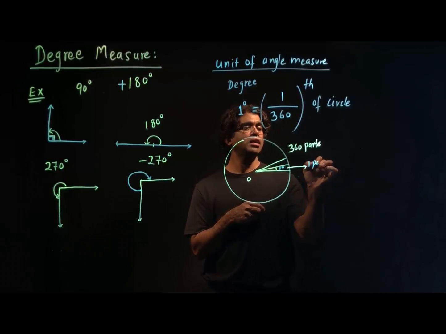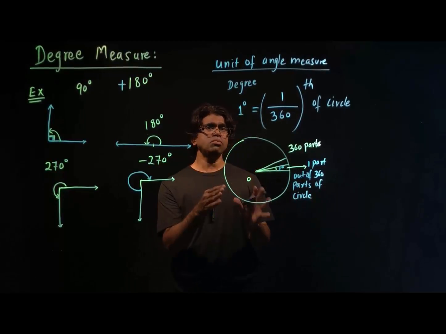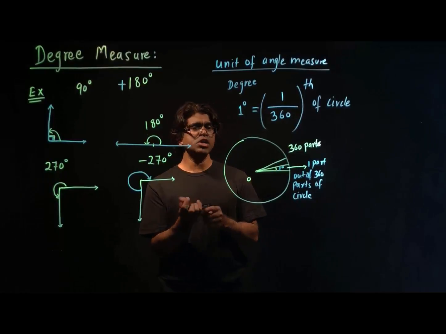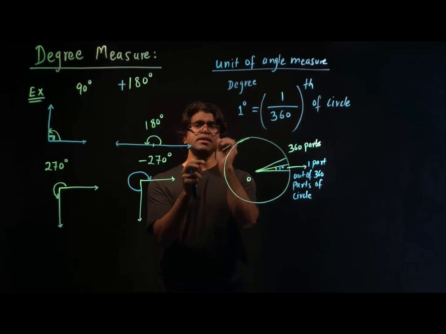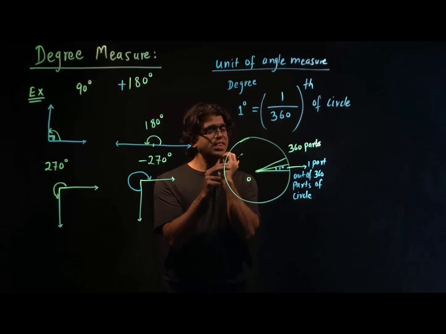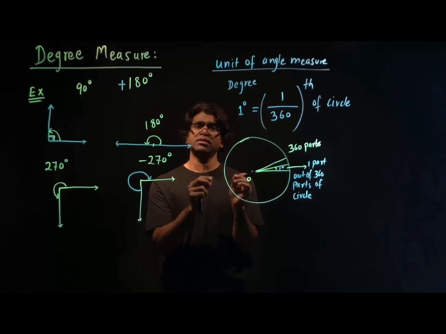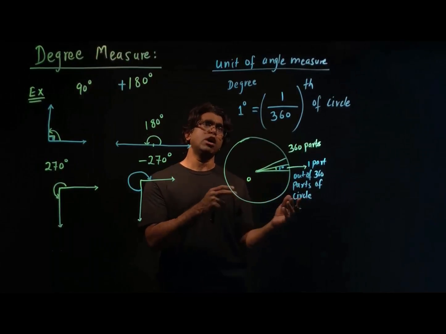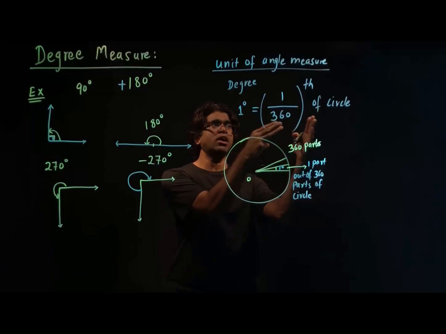So 1 degree is basically what? 1 part out of 360 parts of the circle, right? So if I want to measure 1 degree, I need to consider a circle, cut 360 small tiny parts like a piece of pie or pizza, and then I take one piece, and whatever angle I have at the center of the circle, that is my 1 degree. How do I measure it? 1 degree is basically 1 over 360th part of the circle.